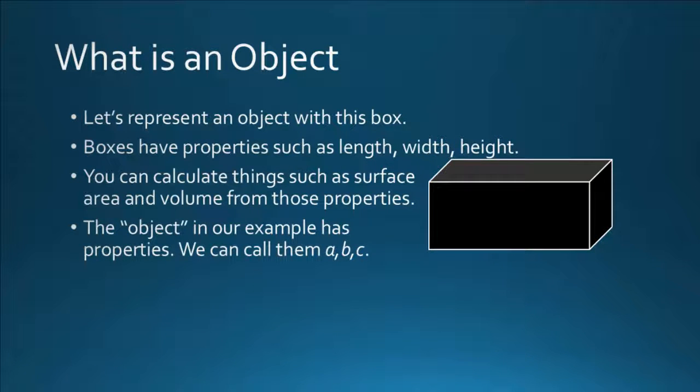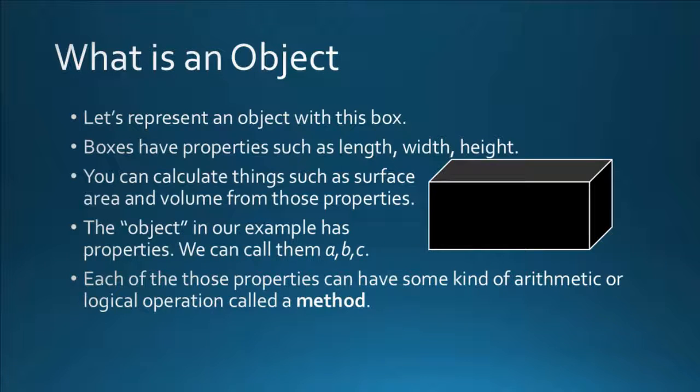All right, the object in our example has properties. Let's just rename length, width, height. Let's just call them A, B, and C. So this box has 3 properties, A, B, and C. Now, each of those properties can have some kind of arithmetic or logical operation done to it. And rather than saying surface area, volume, we're going to use a different terminology that's used in programming. That's called a method. Sometimes you might hear this called a function, or an algorithm, or something like that. So these are different things that you can do in order to evaluate this box.